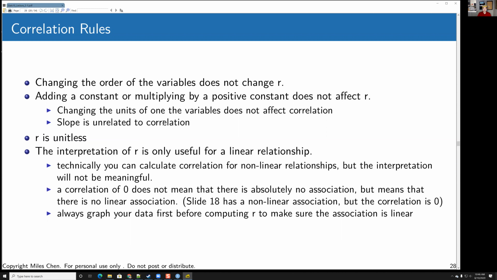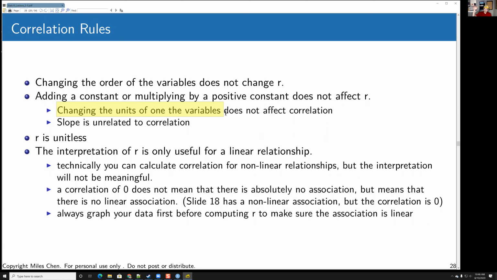If you add a constant or multiply everything by a positive constant, that too will not affect r. So if you add 10 to every single value, that's not going to affect the correlation. If you multiply every number by a positive value, okay, you can't multiply by a negative and you can't multiply by 0, but a positive number is not going to affect the correlation. The big thing here is that changing the units of one of the variables will not affect correlation.